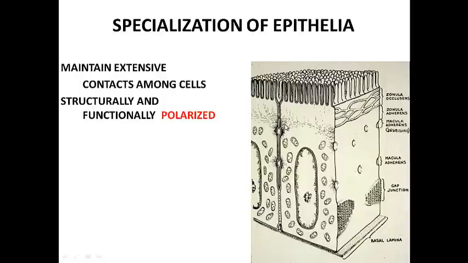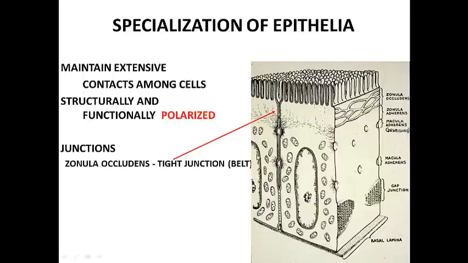And the junctions is what makes them polarized. They have an apex and a base. There's a basal lamina at the very base. And you can see there's a series of junctions. There's a zonula occludens. A zone means a belt. It goes all the way around. It's a tight junction. It prevents things from going through.